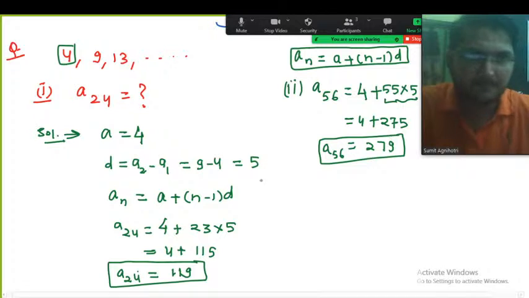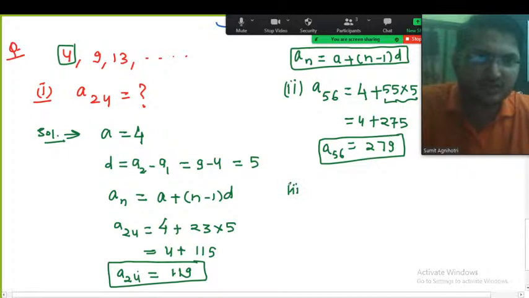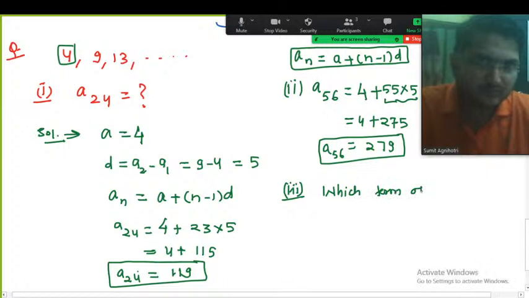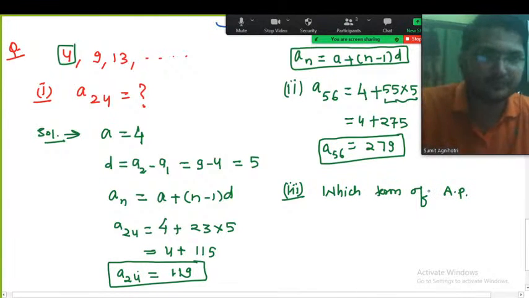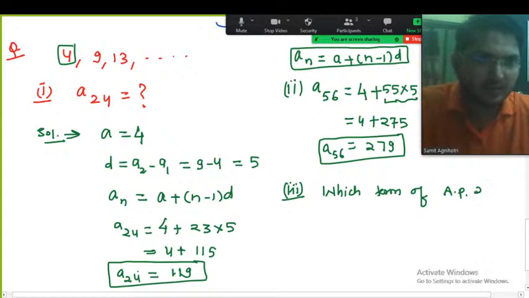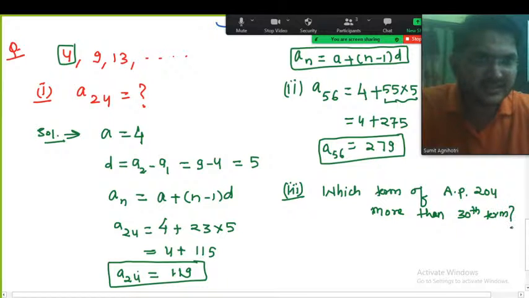Similarly, we may have many questions based on this. And let's say I ask one more question. Which term of the AP is 204 more than the 30th term? This is the question in front of you.